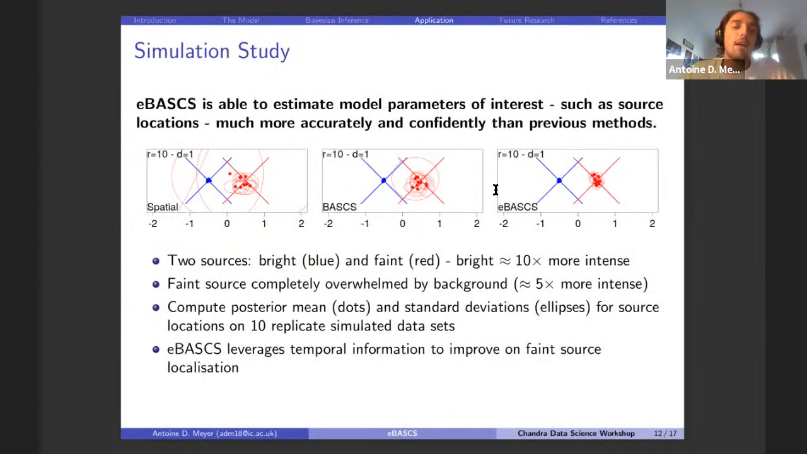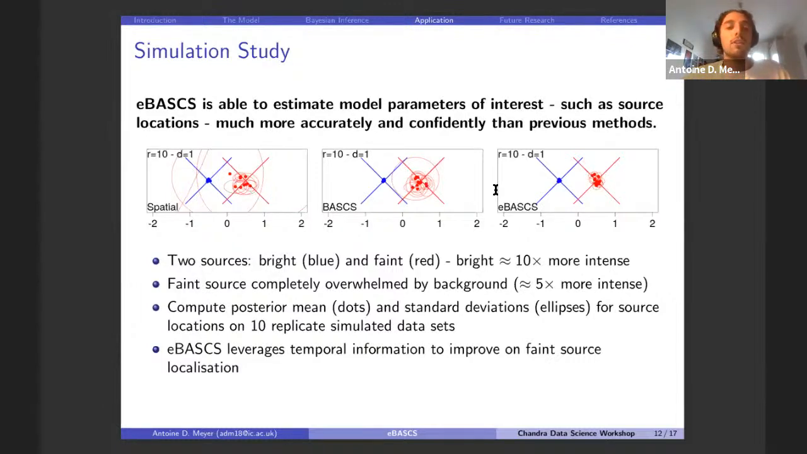So to see to what extent eBASCS is able to outperform other algorithms such as spatial and BASCS in the case where the sources display variability in time, we designed a comprehensive simulation study that you can find in the paper. And here I'd just like to focus on one specific example.